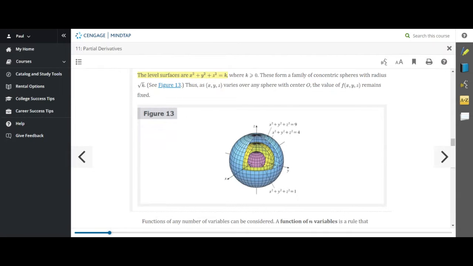We can't really visualize four-dimensional space, but how does this function of three variables change? It changes in this manner.